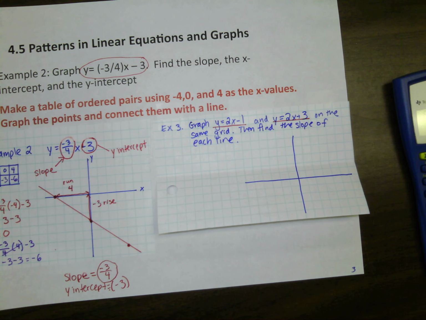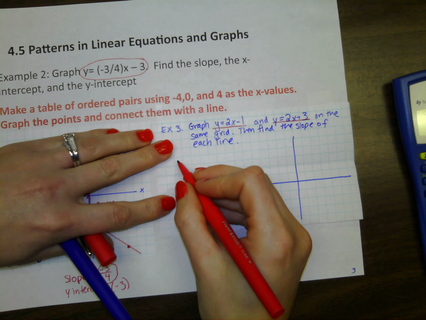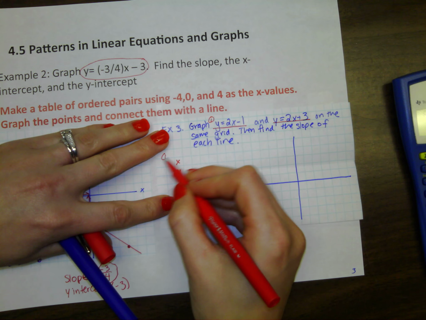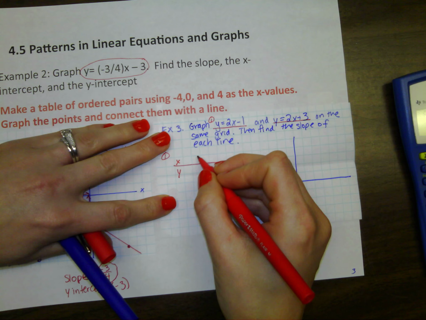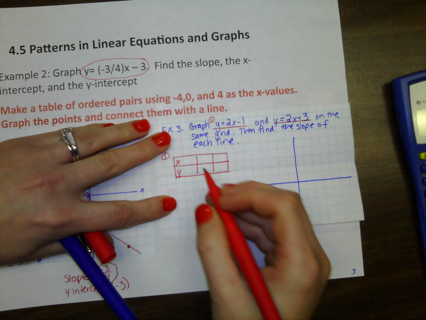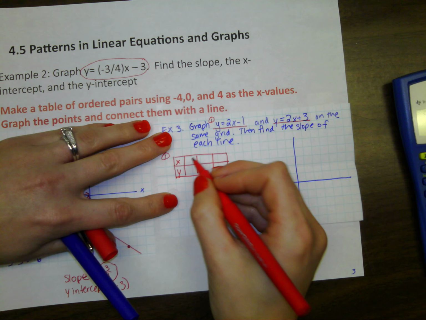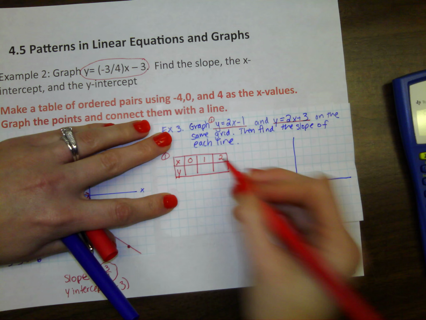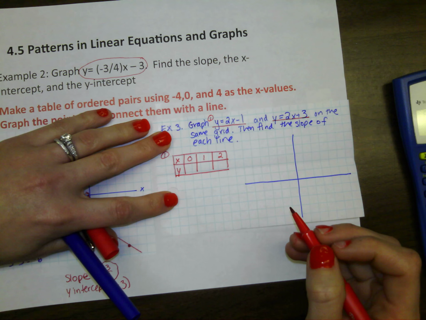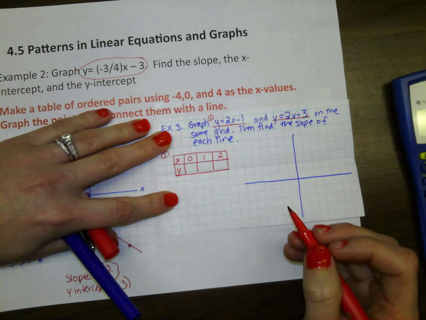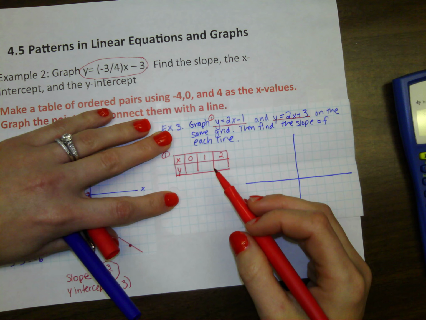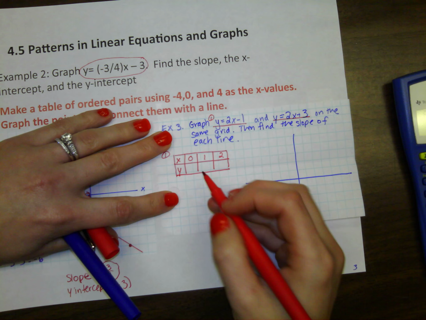So for the third example, they give you two equations, or two plots. Y equals 2x minus 1, and y equals 2x plus 3. And they want you to plot it on the same grid, then find the slope of each line. So I'm going to draw this here, and then do some work to find this. So let's make a table for x and y. Let's focus on equation 1 first.